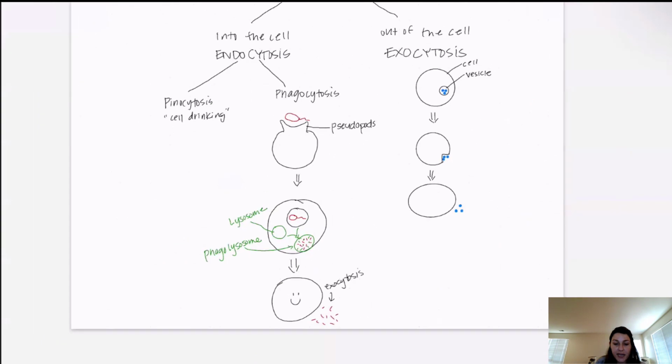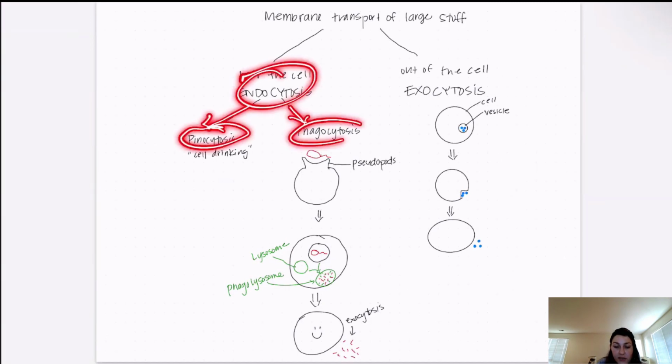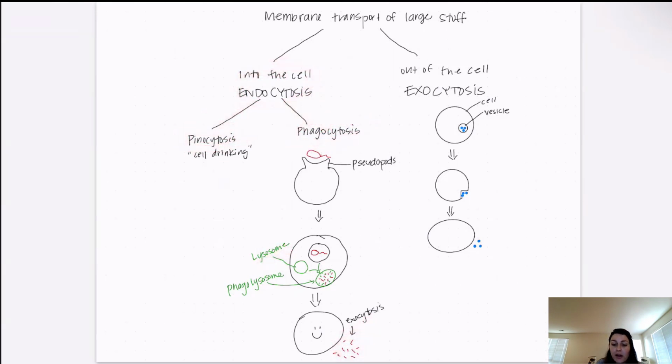So those are the different ways that we can transport large things in the cell. We can bring stuff into the cell, endocytosis. Either we can do cell drinking, that's pinocytosis, or we can do phagocytosis, bringing in a bacteria or something, ingesting it using our lysosome, and then exocytosing all of the discarded bits. And that process, speaking of exocytosis, is making stuff inside the cell leave the cell by fusing a vesicle to the plasma membrane to then release its contents. That's all we have going on for this video, and I'll see you in the next one.